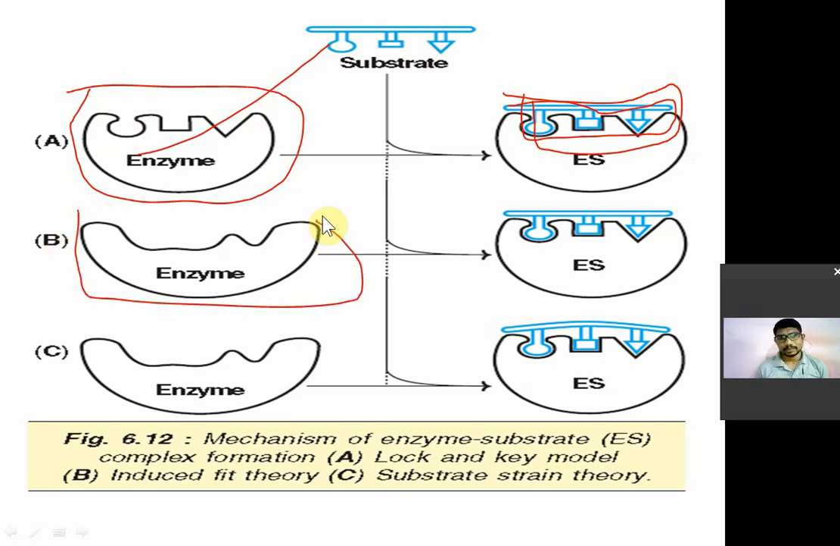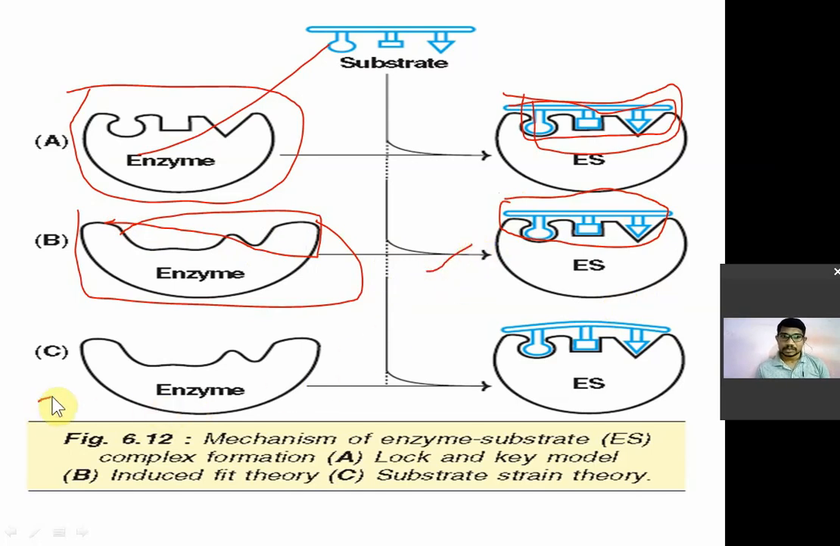Induced fit theory. So, in this theory, this was proposed by Koshland. Koshland has proposed that substrate will have specific configuration, but substrate will induce the configuration in the enzyme. जब substrate enzyme interaction होगा तो enzyme में configuration में change आएगा और बाद में substrate उसमें fit होगा. That is the induced fit theory.